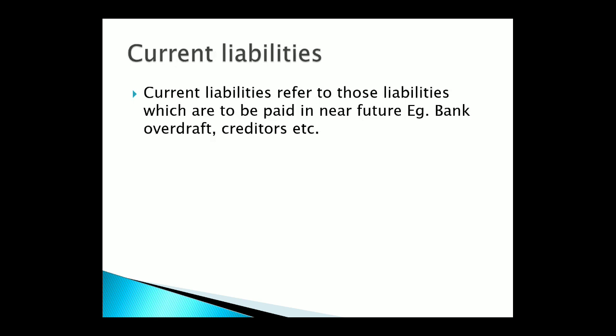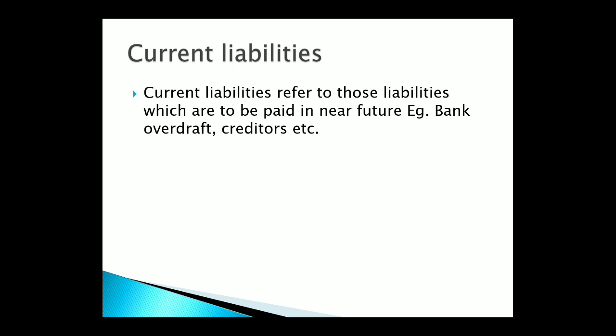Now we will talk about current liabilities. Current liabilities refer to those liabilities which are to be paid in the near future, for example bank overdraft and creditors. So a current liability simply means a liability whose maximum time limit is 1 year, not more than 1 year. It is also a liability for the firm, but it is a current liability. The firm has to pay those things within 1 year only.